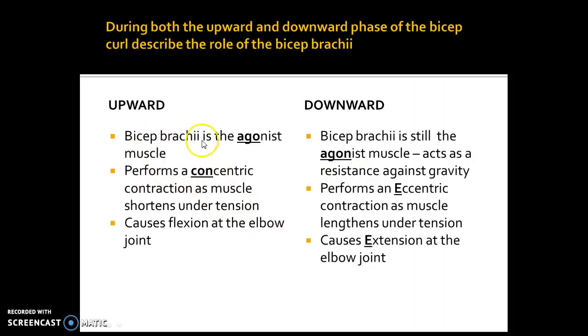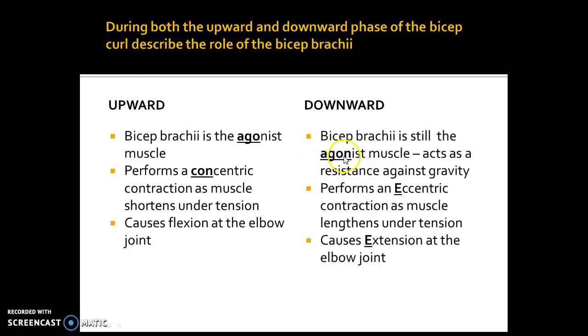So if you have a look on there, on the upward phase, the bicep brachii is the agonist. It performs a concentric contraction as the muscle shortens under tension. That must be in there. And if you want the extra bonus mark, you can say what movement it causes, which is flexion. So as you can see, upward, I go con, I go con, I go con. And then on the downward phase, you're saying I go knee.